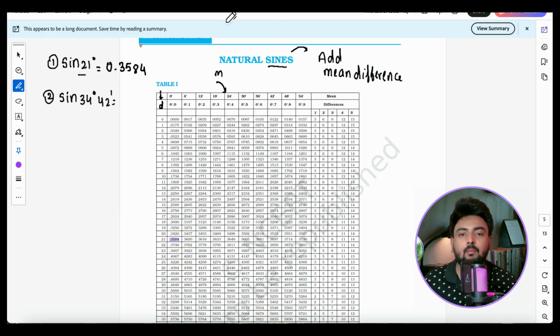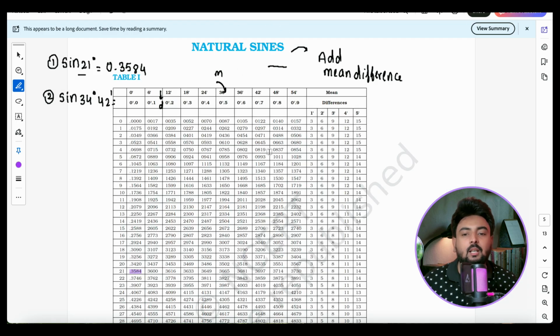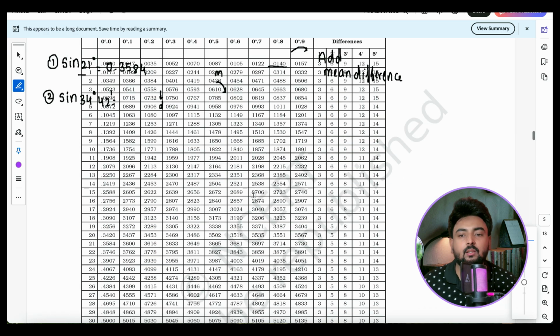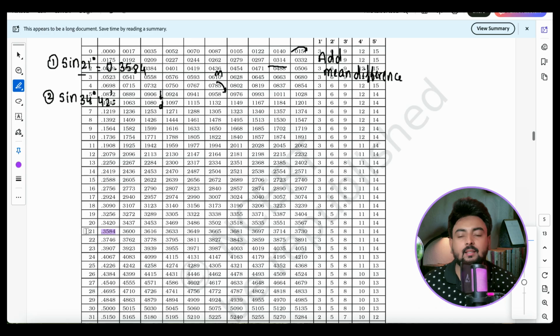I'll just zoom it so that it will be more clear to you. Just give me a second. Now you can see on the screen, I have zoomed here. This is sine 21 degrees, and I have just taken the value from the 0 minute column. Whenever 21 degrees, 30 degrees, whatever it is asked, you will look in the 0 minutes column.